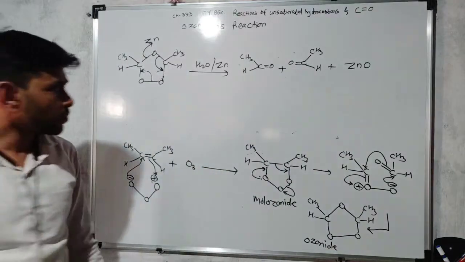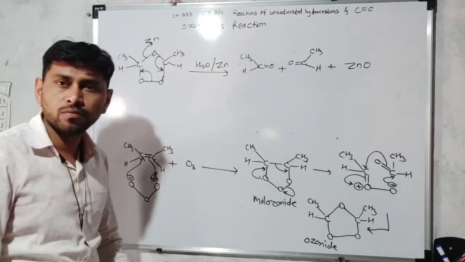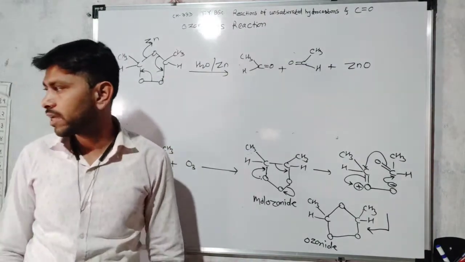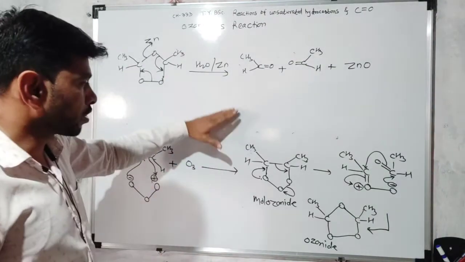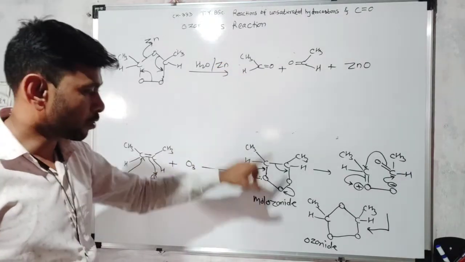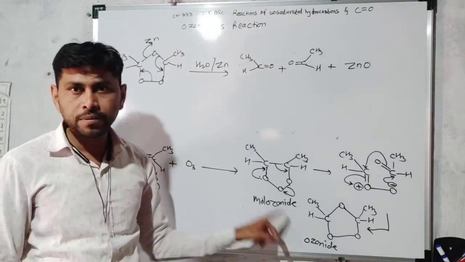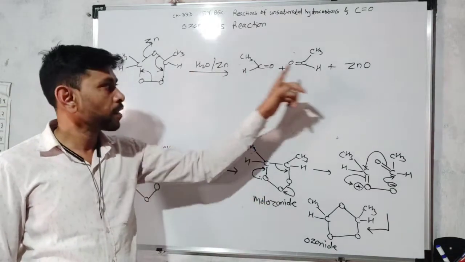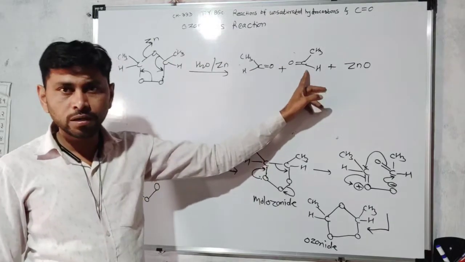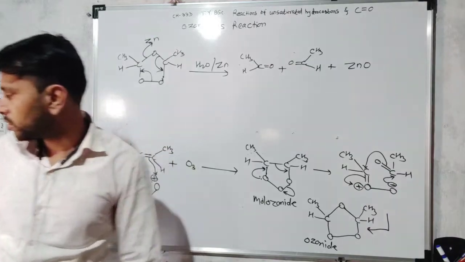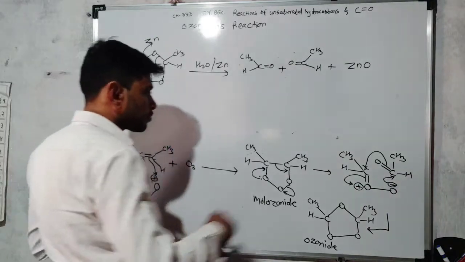So this is all about the mechanism of the ozonide formation, the mechanism of ozonolysis. In the ozonolysis process, these two steps are there. First step is formation of ozonide. It is a slow step and the rate determining step. Second step is the breaking of this ozonide to yield either aldehydes or ketones in the reaction. So this is about the mechanism.